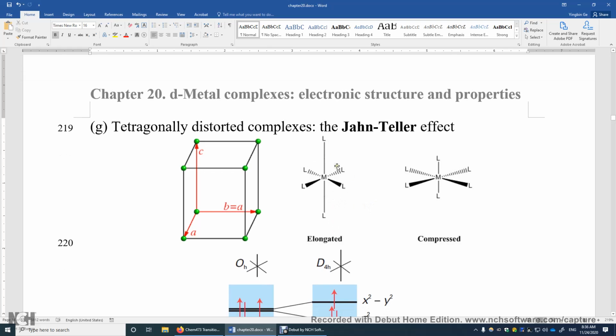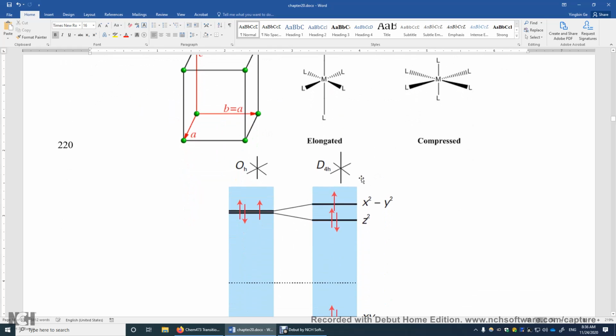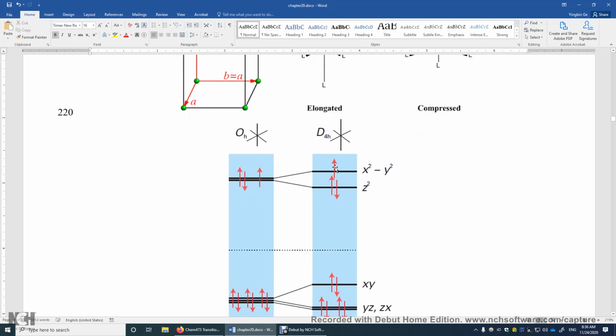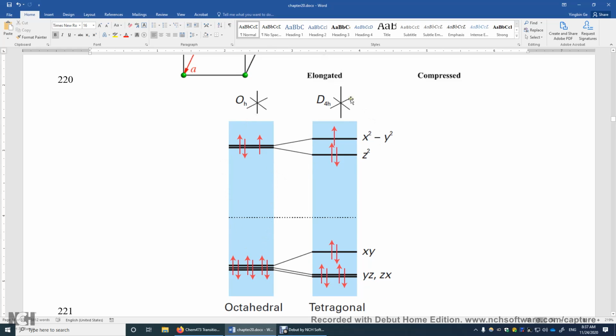And now, why are these tetragonally distorted complexes observed experimentally? Let me show you the energy diagram of the octahedral complex versus this D4h complex. So over here we have the Oh point group. There we have the D4h point group.